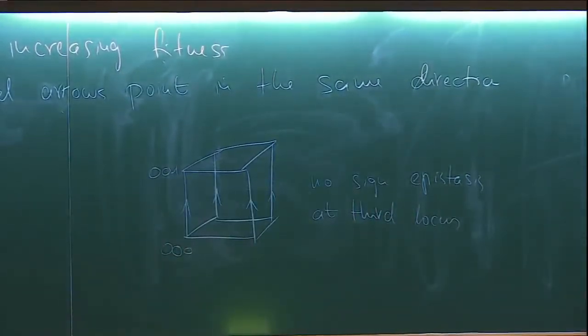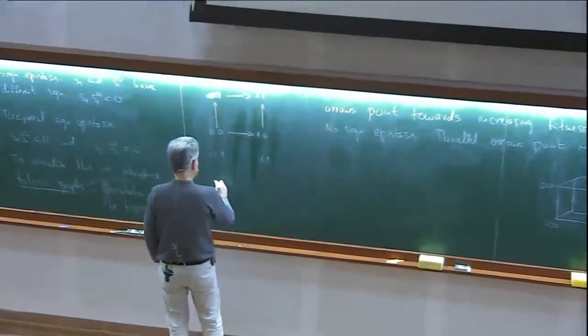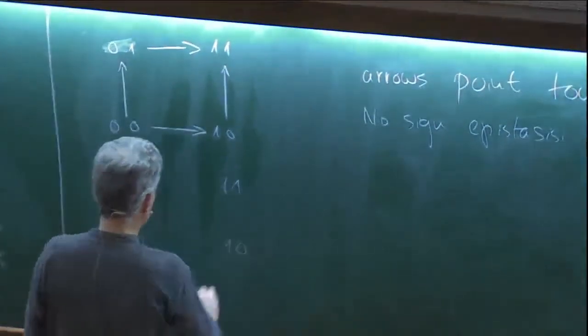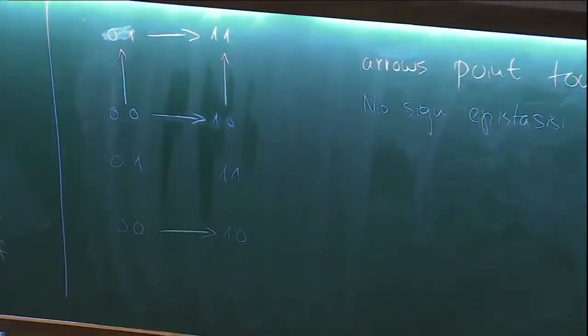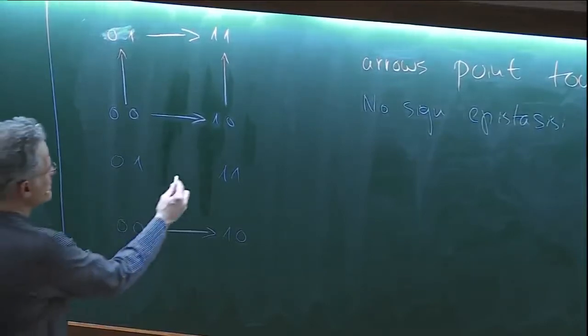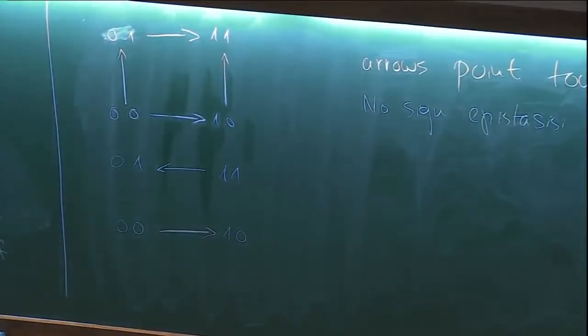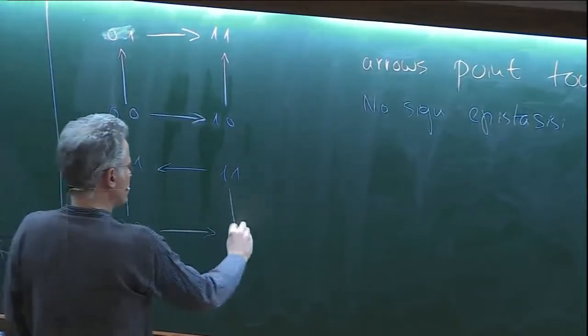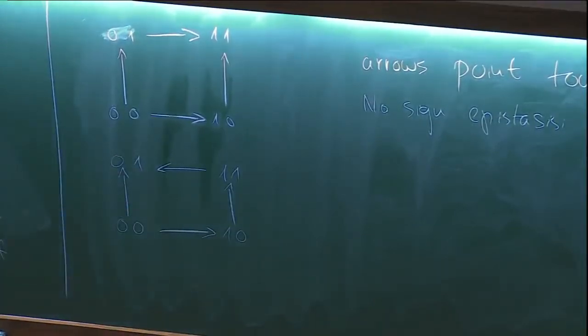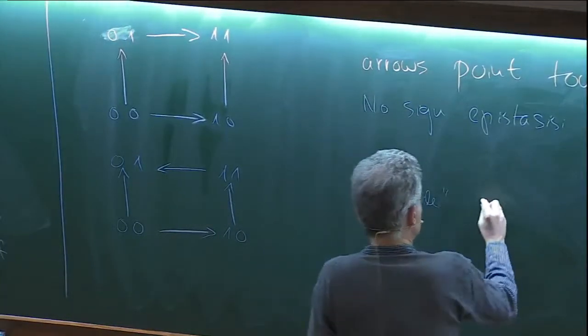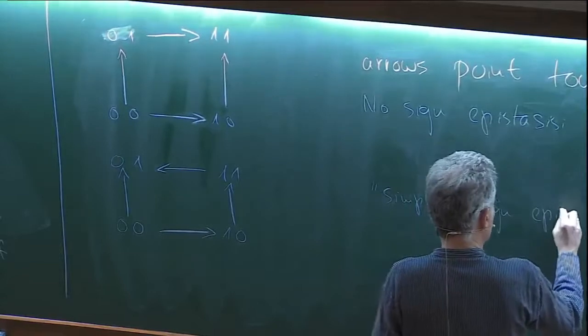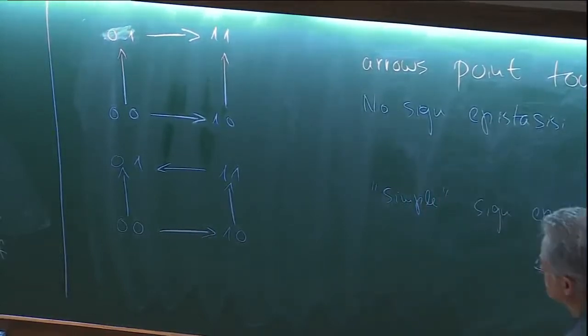Okay, and now we have, of course, other scenarios as well. So we could, for example, imagine that there is sign epistasis for the first mutation, which means that if I do the first mutation on the background of the second, the sign changes, so then this arrow would be in the other direction, but the second mutation is not sign epistatic, so then we have this kind of picture, okay? And this is sometimes called simple sign epistasis, because it only holds for one of the mutations, but not for both.